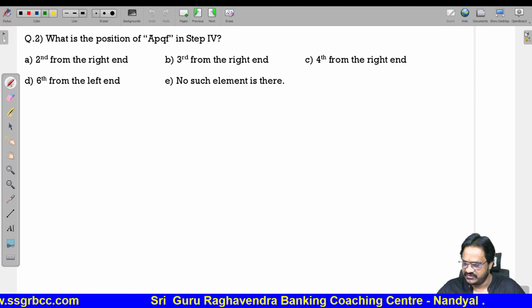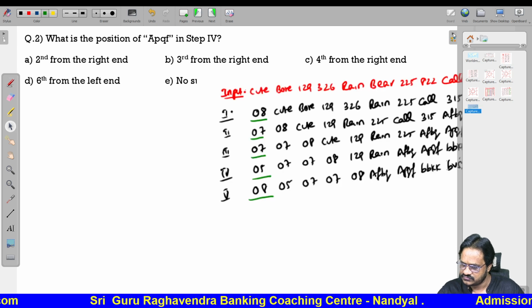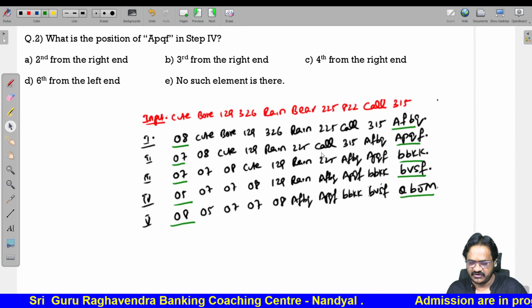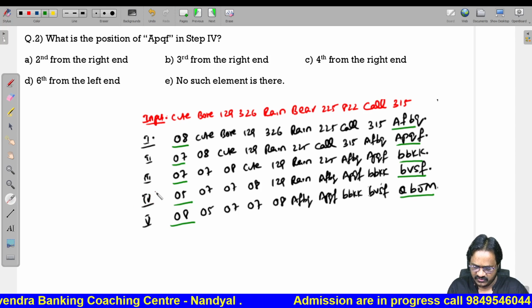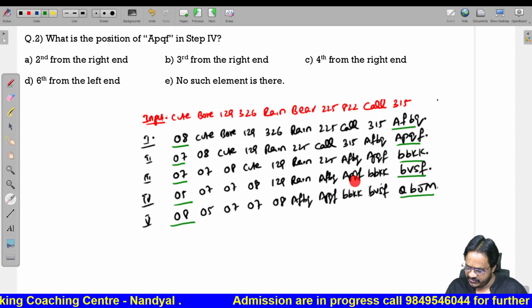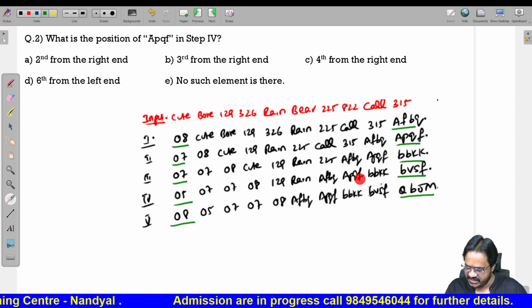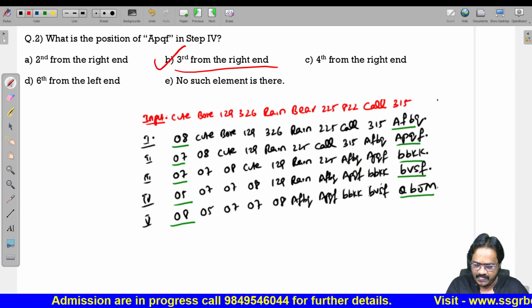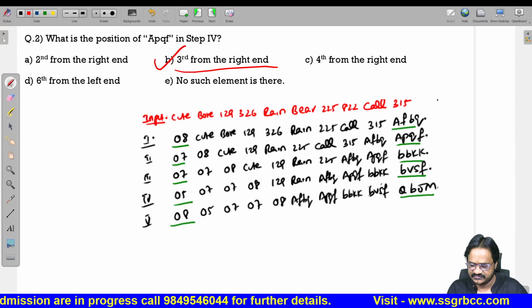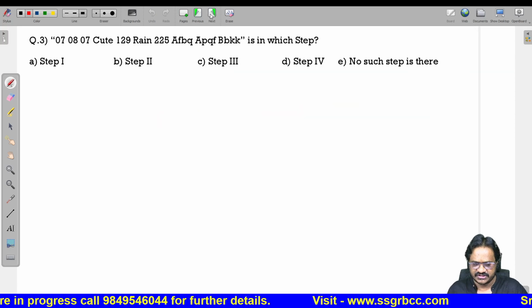Next question. What is the position of APQF in step 4? So this is step 4. We have to find APQF. This is first, second, third. It is third from the right end. That is the correct answer. Let us see the next one.